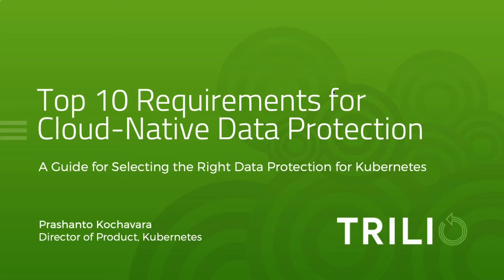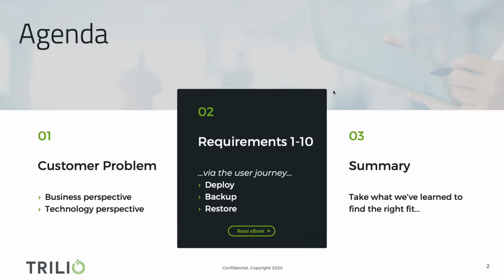So what I'm going to do here is present 10 different requirements. Firstly, I'm going to present a customer problem as to why this is needed, and then talk through the 10 different requirements via a user journey, right from the deployment aspect to doing backups to doing restores to monitoring and so on. Finally, we'll do a quick summary of what we've learned. And if we have time, I'll quickly show how the Trilio solution addresses all these requirements and appears in a cloud native environment.